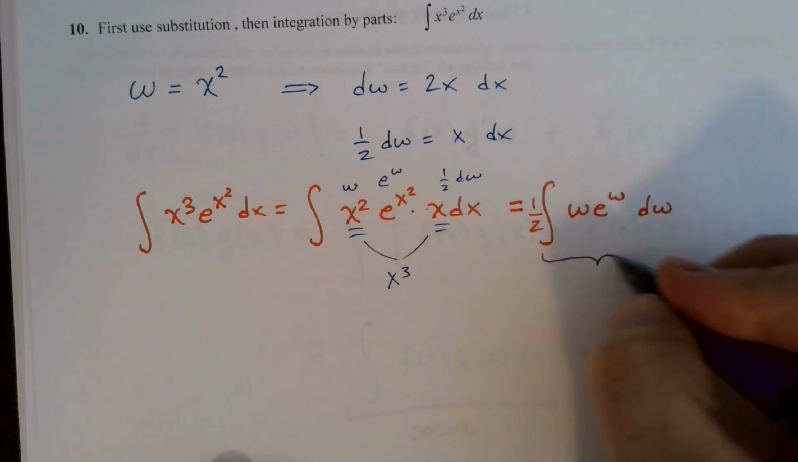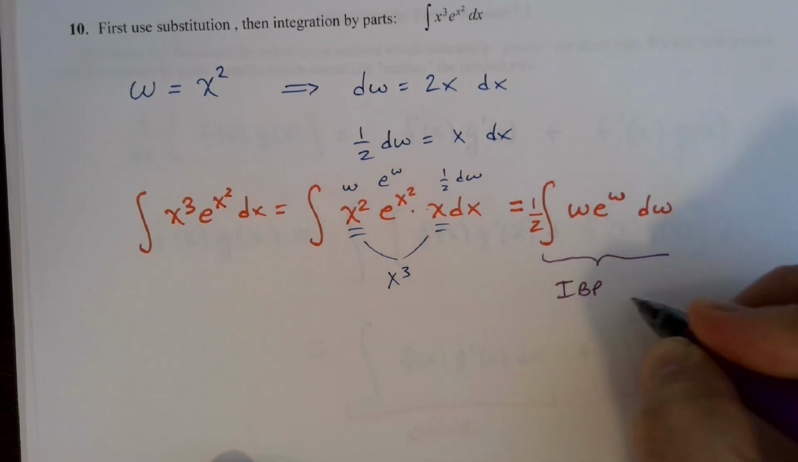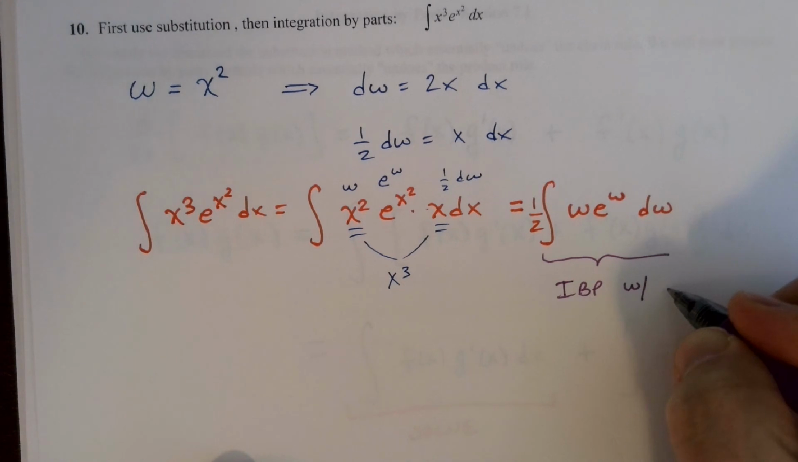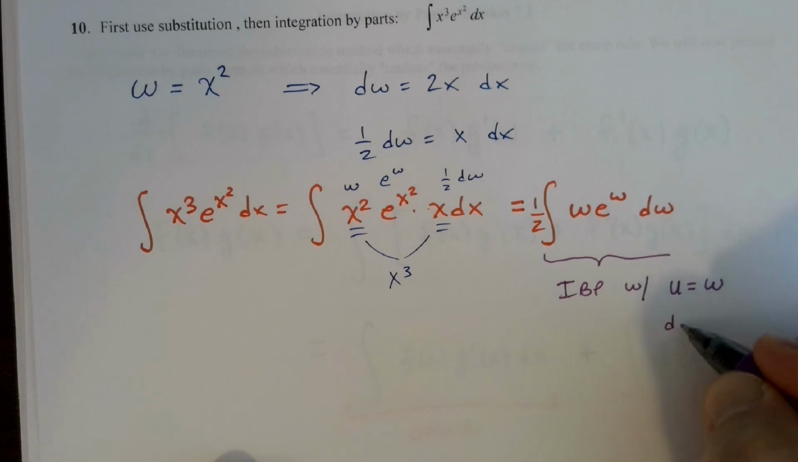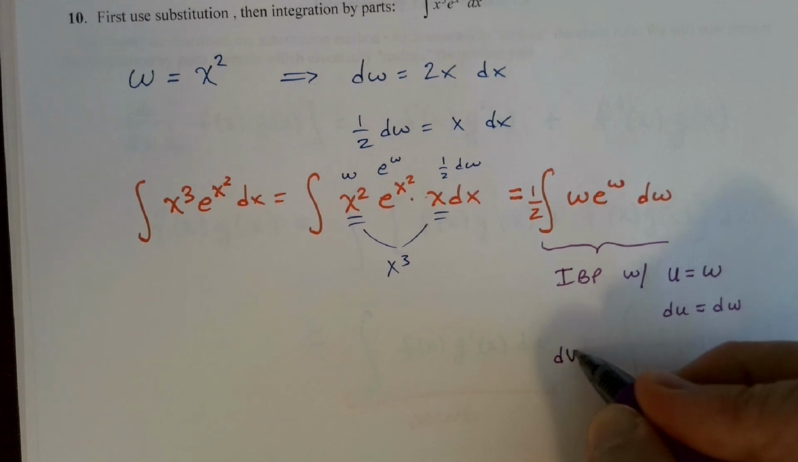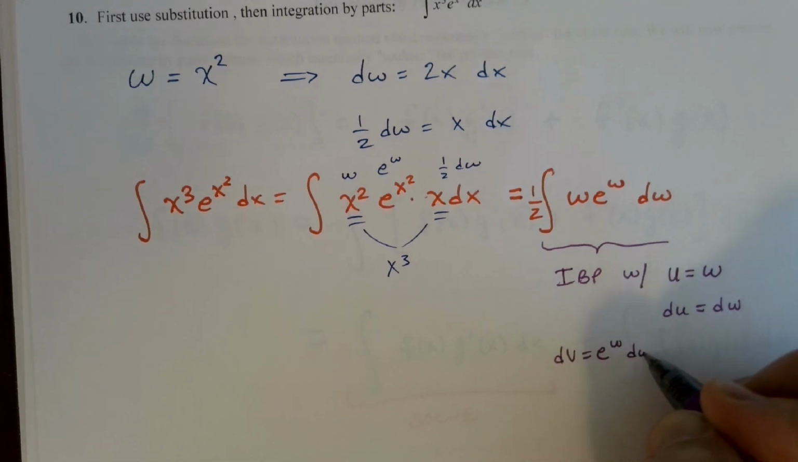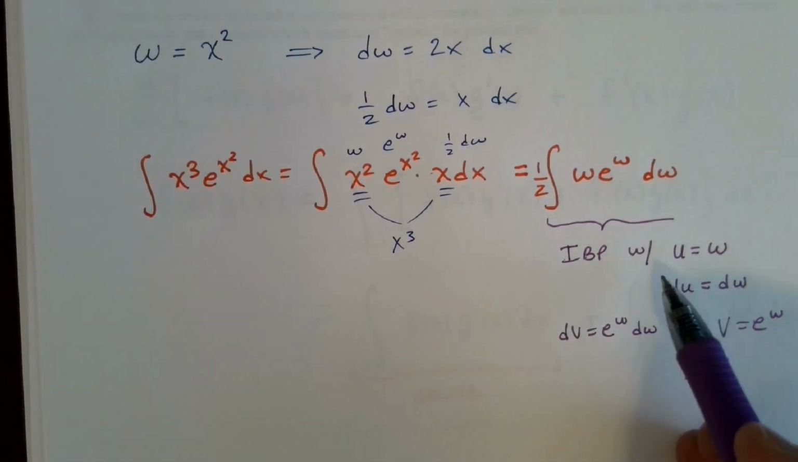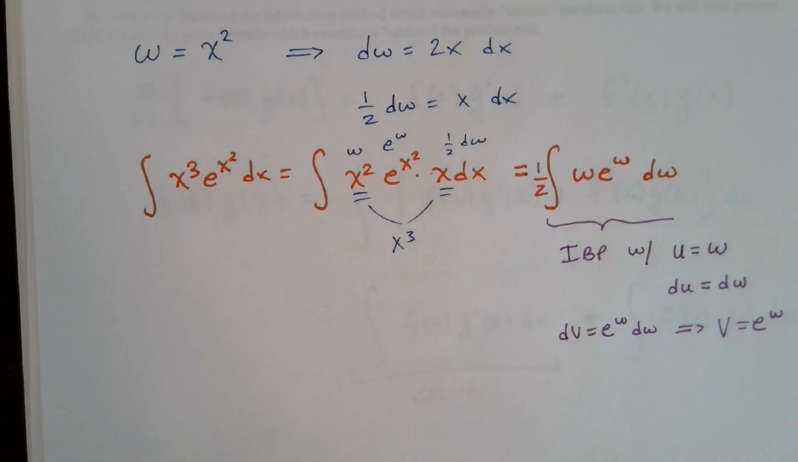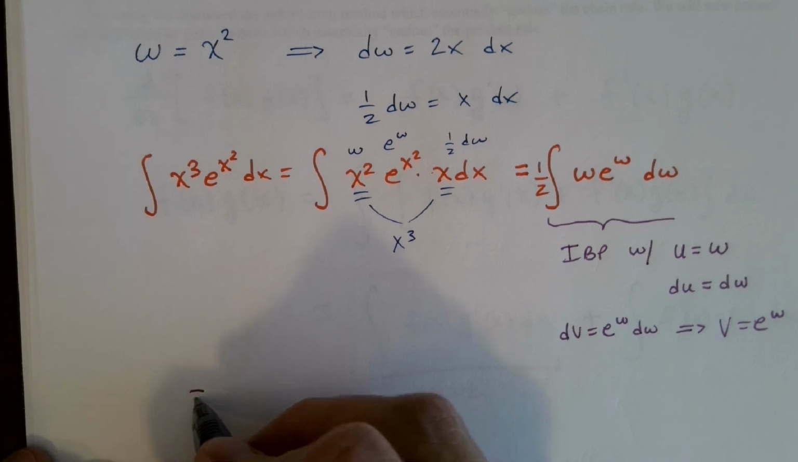We're going to do that with u equal to what? LIATE: log, no log, inverse trig, no inverse trig, algebraic, yes, u is just w. And so du is dw. And of course dv is e to the w dw, which means v is e to the w. So usually we don't choose u just to be another variable unless it's in integration by parts. That's one exception.